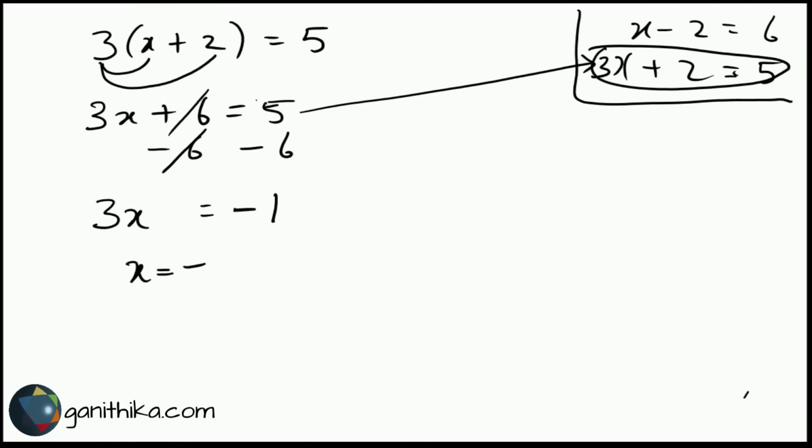So x is equal to negative 1 over 3. This is one way of solving this equation. The other way is we have 3 times (x plus 2) equal to 5.